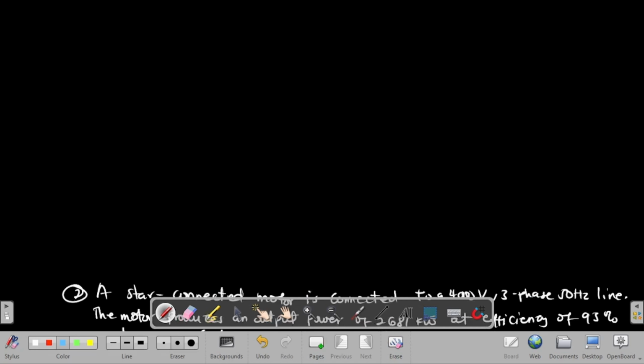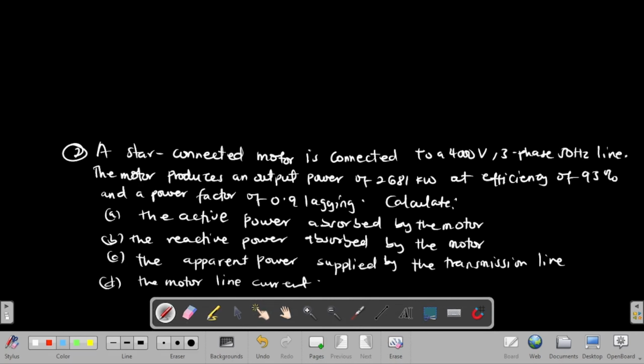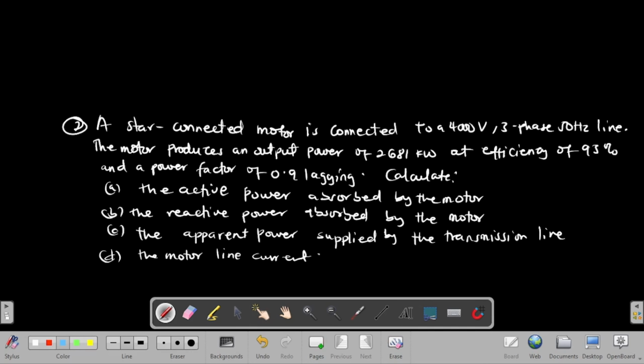Let's check the second problem. It says that, okay, I have it here. So it states that a star connected motor.